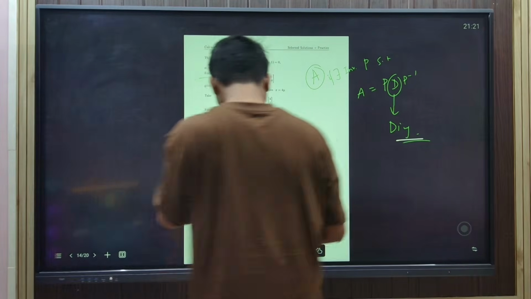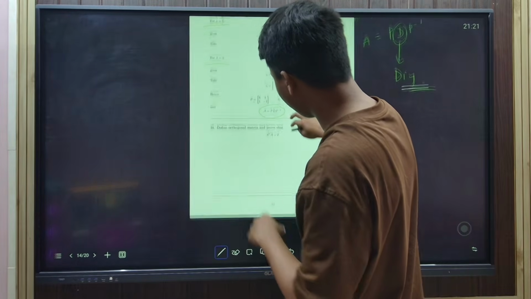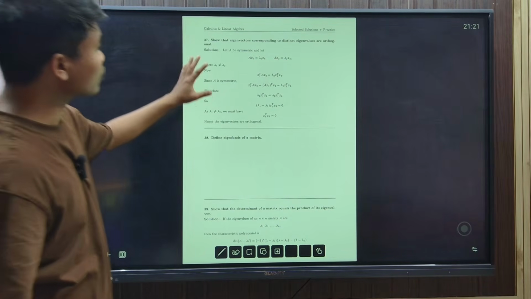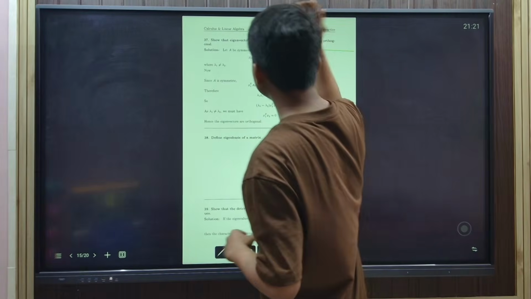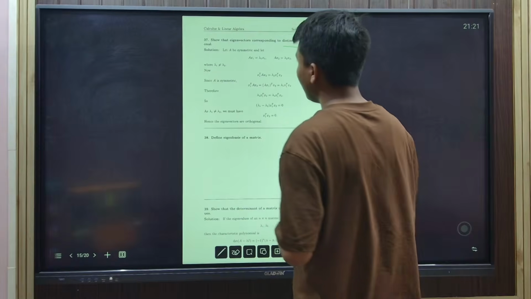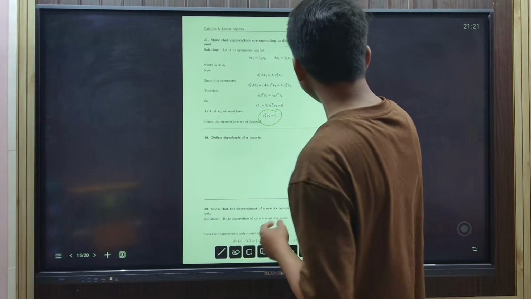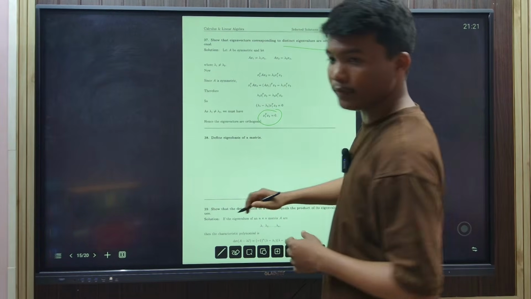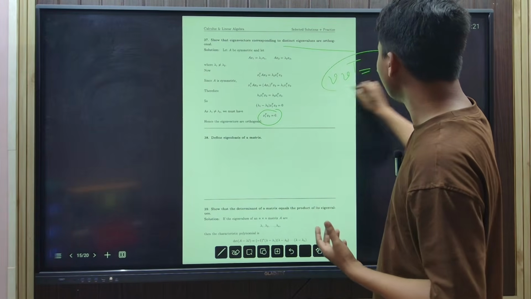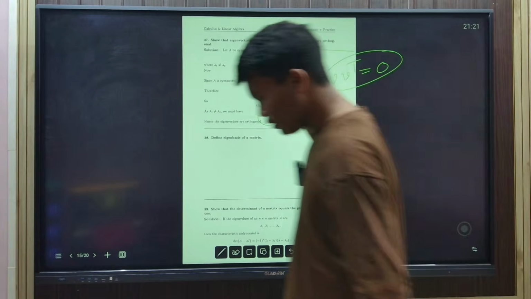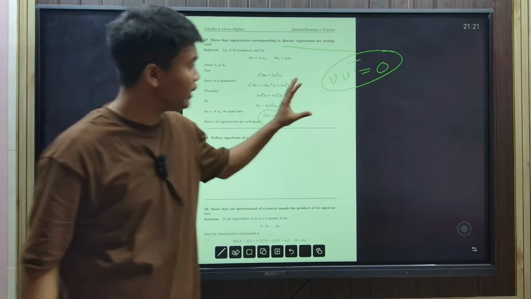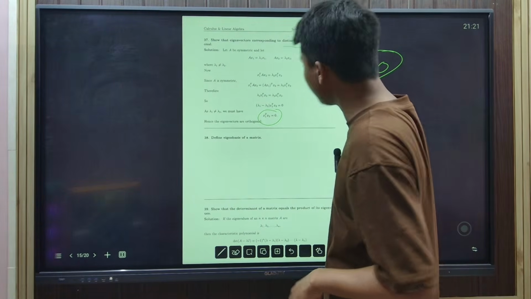Now define the orthogonal matrix and prove that A transpose equals A. You can see the proof in the solution, I have already discussed. The eigenvectors corresponding to distinct eigenvalues are orthogonal. What is the meaning of orthogonal? Whatever vector you take, multiplying with the transpose should give you 0. This is called the standard inner product or dot product.